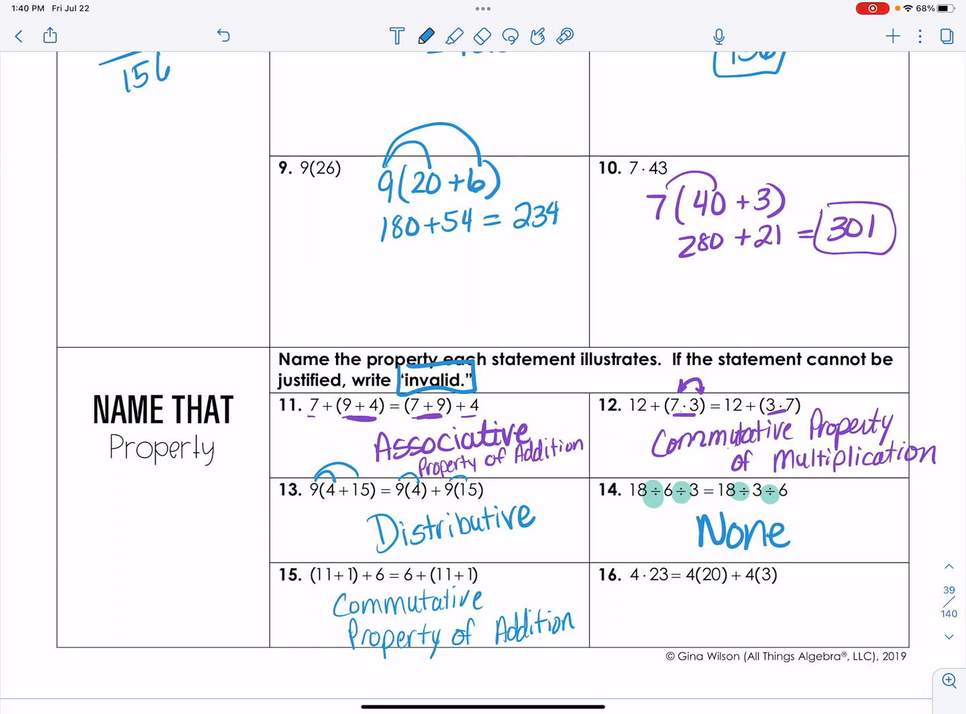On the next one, I wrote this. I took 20 and I split it up. So this is the distributive property.